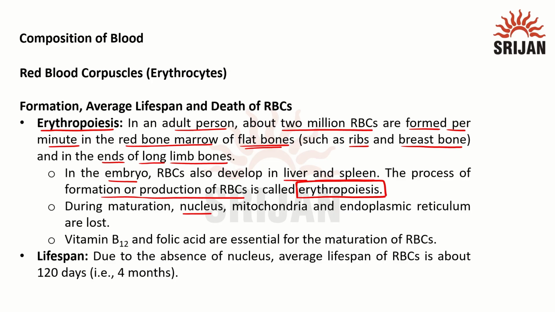During maturation, the nucleus, mitochondria, and endoplasmic reticulum all will be lost. So a mature RBC will lack cell organelles, whereas immature RBCs, which are still forming in the red bone marrow, will contain these cell structures. Now vitamin B12 and folic acid are essential for the maturation of RBCs. If we see the lifespan, since they do not have a nucleus, mitochondria, or endoplasmic reticulum, they have a very limited lifespan. So the lifespan will be approximately 120 days, that is 4 months.